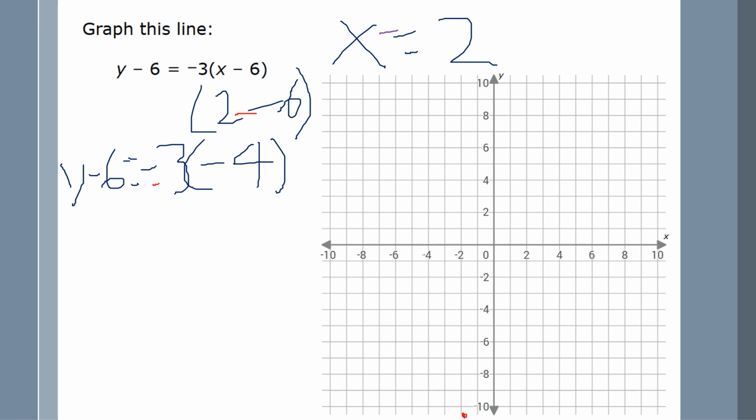So y minus 6 equals, I don't know, you gotta be like, Mr. Allen, stop writing. Your handwriting is horrible. Type it out. You're a little too entitled if you ask me.